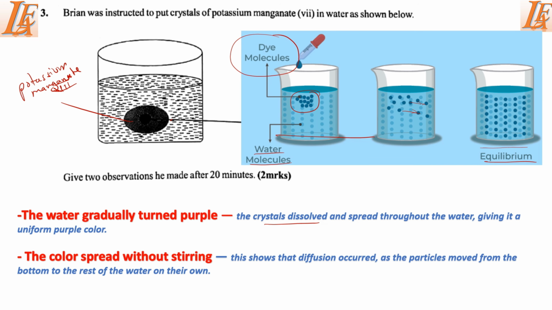So in this case, this motion, we call it diffusion. The color spread without stirring because diffusion occurred as the particles moved from a region where they were highly concentrated to a region where they were lowly concentrated.